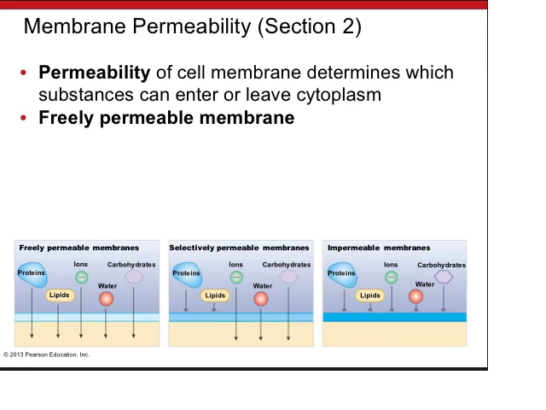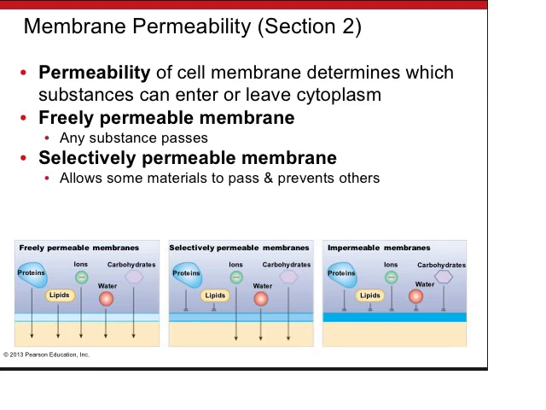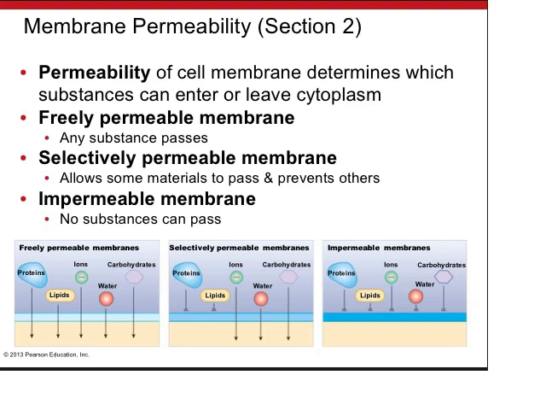Permeability of the cell membrane determines which substances can enter or leave the cytoplasm. If the membrane were freely permeable, anything could pass through this barrier, but in a selectively permeable membrane, some components can get through and some can't, while in an impermeable membrane, nothing can pass. And so you can see examples of all three of these below. This would be a freely permeable and an impermeable membrane. The true state of the membrane in living cells is a semi-permeable membrane, where some stuff can pass and other stuff cannot.